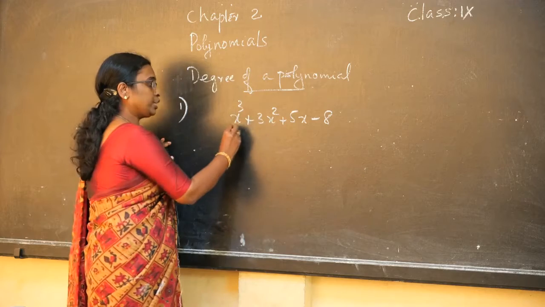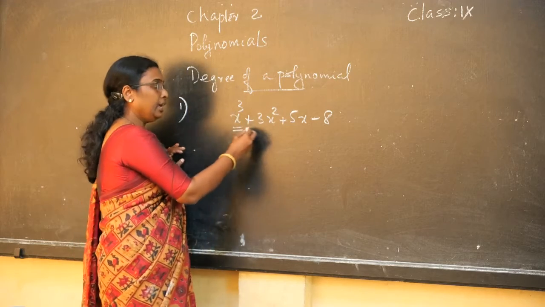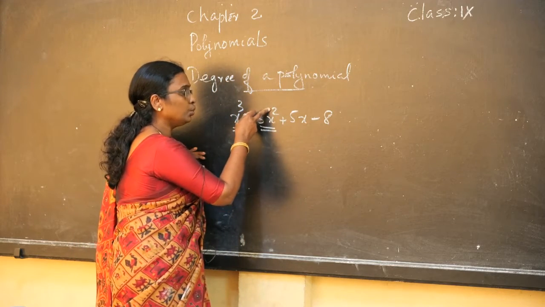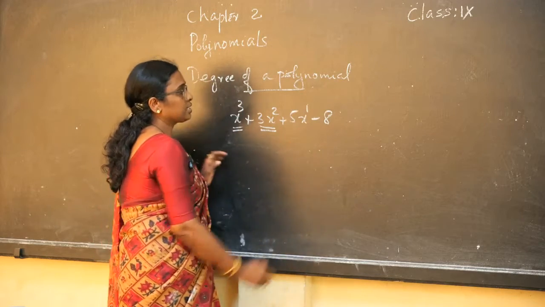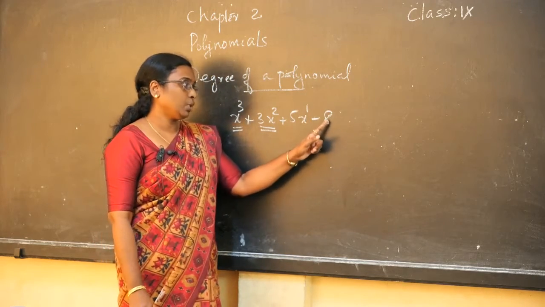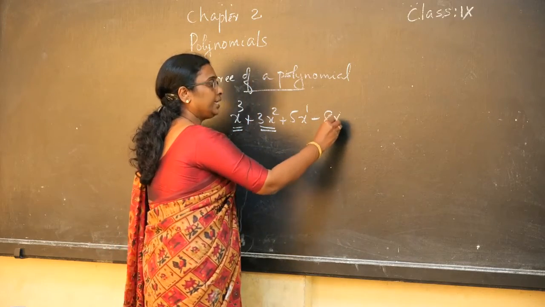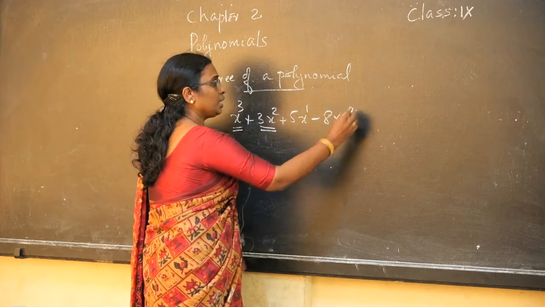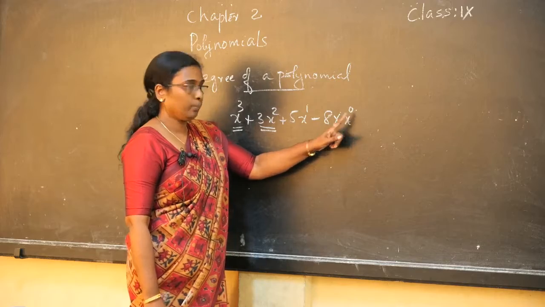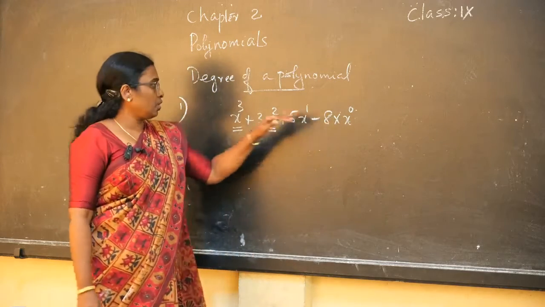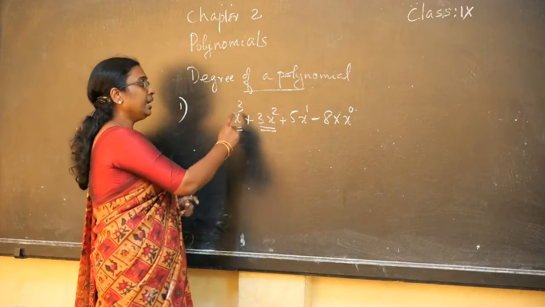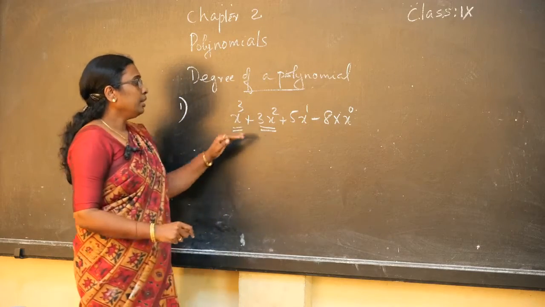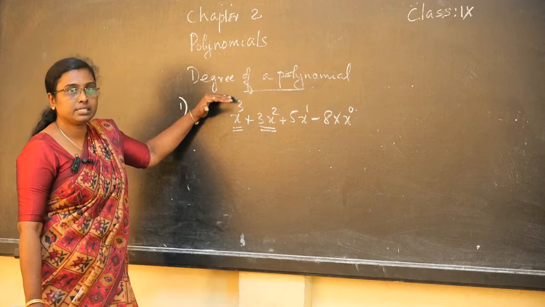In this term, x cube, the exponent is 3. In this term, the exponent is 2. Here, the exponent is 1, x means x raised to 1. 8 can be written as 8 into x raised to 0, so its exponent is 0. All these are whole numbers, so therefore this is a polynomial. Its highest degree is 3. So the degree of this polynomial is 3.